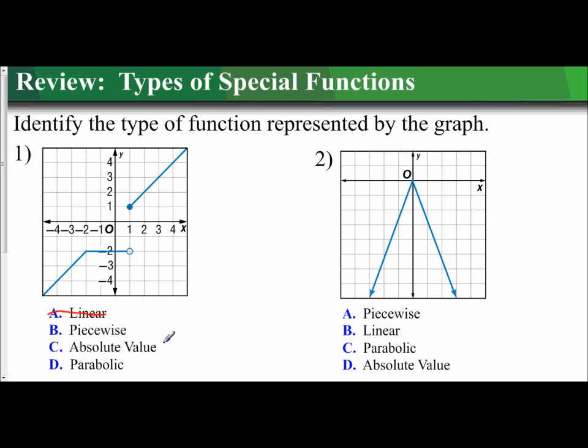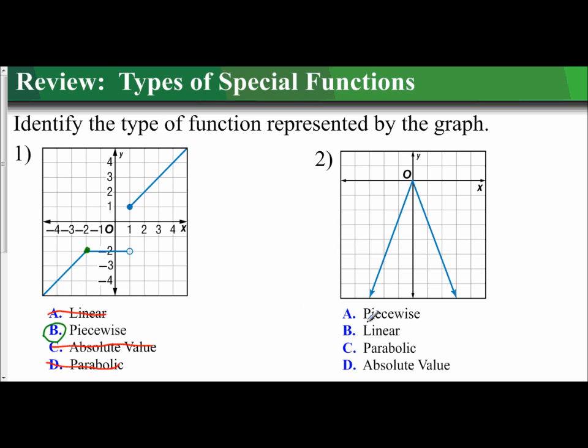Absolute values are V-shaped. And so if I take a look, this graph is not V-shaped. Parabolic graphs are U-shaped. This is not U-shaped. And so therefore, this is a piecewise function. If you look, here's one portion, and then it stops. You have a horizontal portion, then it jumps up, and you have this portion. And so there's technically three different pieces of functions put together for this.